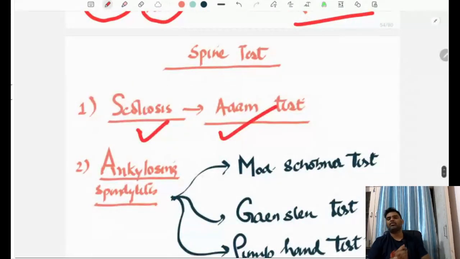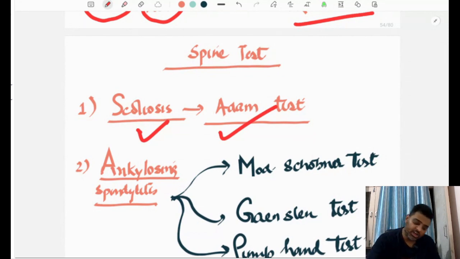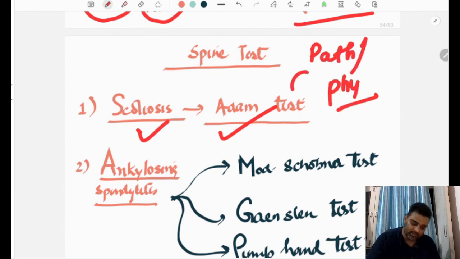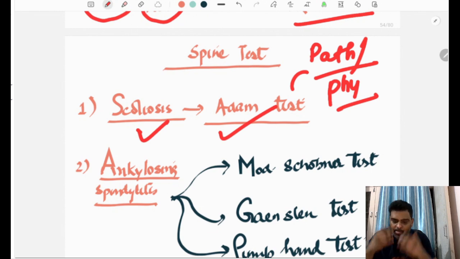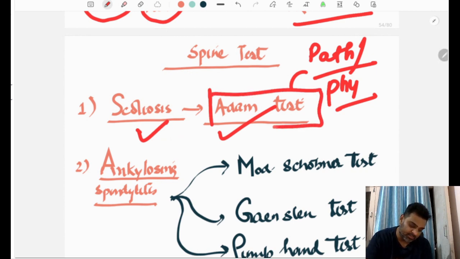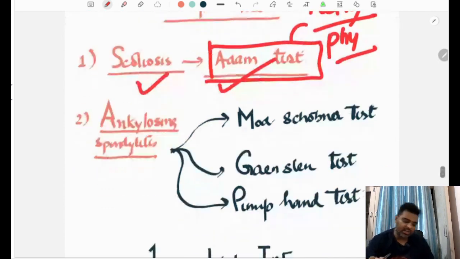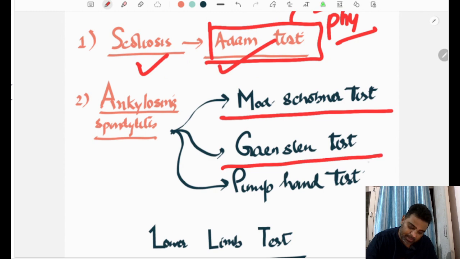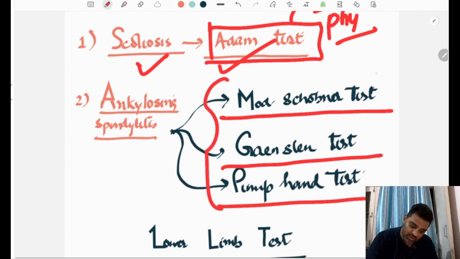What is Adams test? Adams test is basically used to differentiate between pathological and physiological scoliosis. If you ask the patient to bend forward, physiological scoliosis will be gone, but pathological scoliosis will be present. So that is known as the Adams test. So Adams test is done for scoliosis. And ankylosing spondylitis, I have told you, modified Schober test, Genslen test, and prayer hand test. These tests you have to remember by heart.